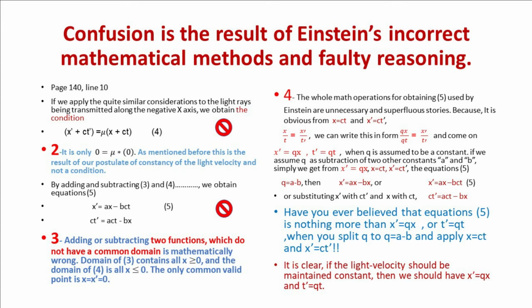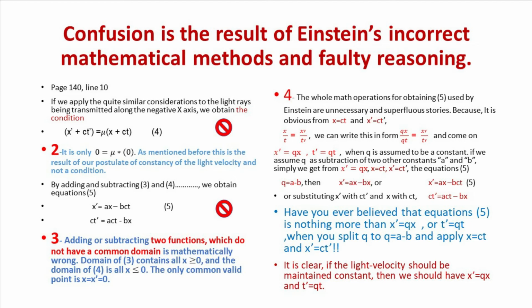Line 10. If we apply quite similar considerations to the light rays being transmitted along the negative x-axis, we obtain the condition x prime plus c times t prime equals mu times the quantity x plus c times t. 2. It is only 0 equals mu times 0. As mentioned before, this is the result of our postulate of constancy of the light velocity and not a condition.